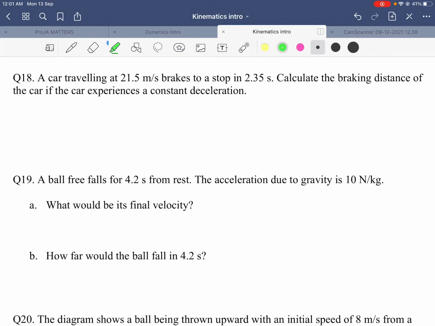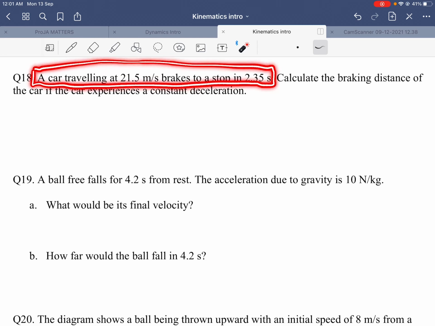Alright, now we are continuing with question 18. Let's read the question. A car traveling at 21.5 meters per second brakes to a stop in 2.35 seconds. Reading this first line now, we can actually already imagine the VT graph. It will look something like this.